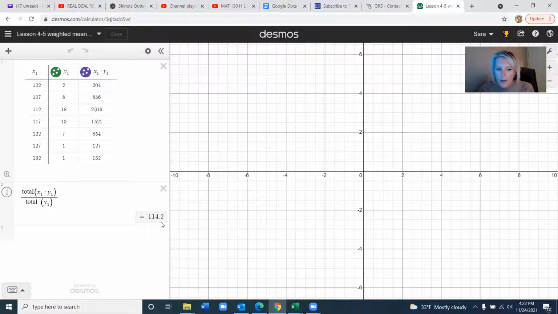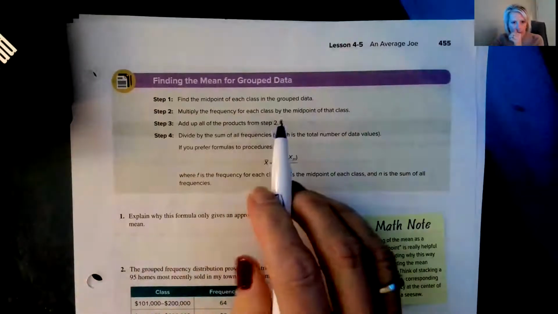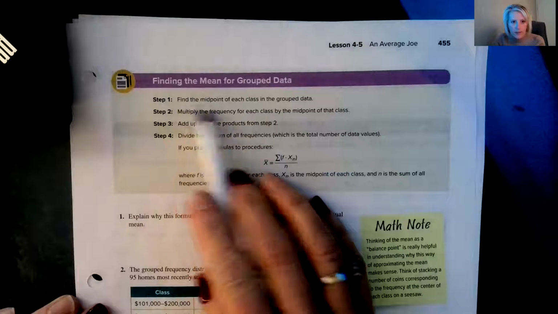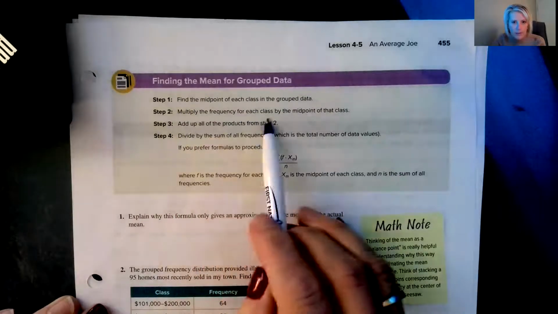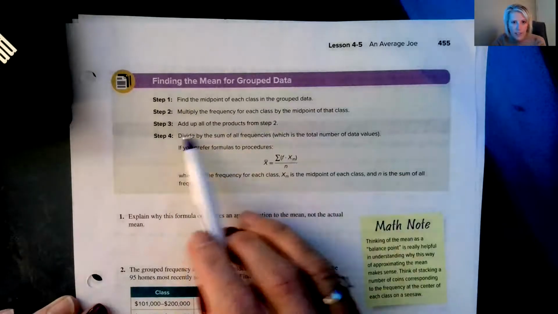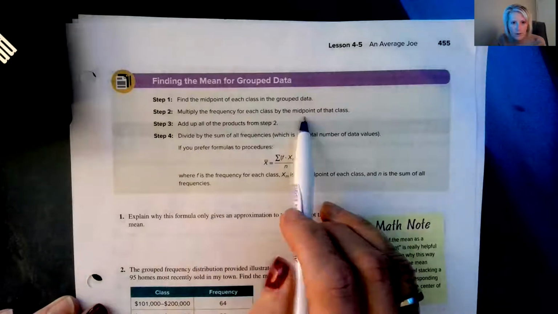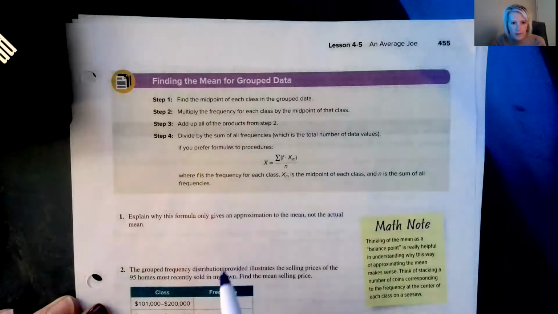So if you turn in your workbook to page 455, it goes through how to find the midpoint and find the mean for the grouped data. So we went through and did this. We found the midpoint of each class in the group. We multiplied the frequency for each class by the midpoint. We added up all of the products from step 2. And we divided by the sum of all the frequencies.